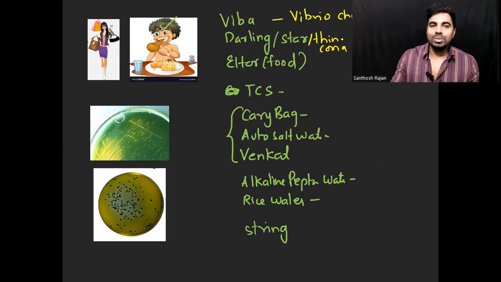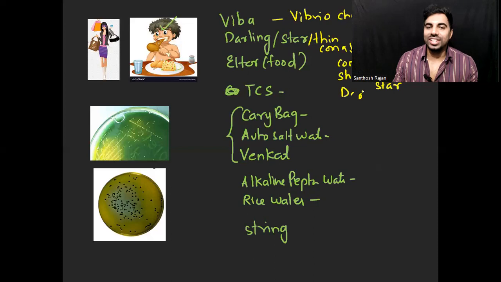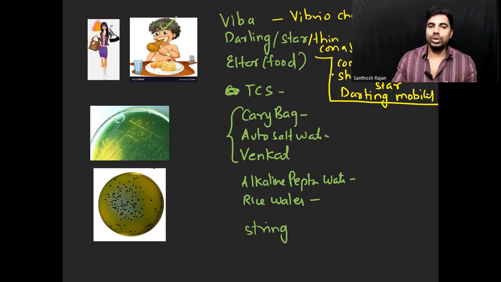So what are the things you have to remember here? This is thin because it is a comma-shaped bacillus. Star because of the motility, we call it shooting star motility. And the other thing, darling, because of darting motility. Darting motility. Even Campylobacter also gives darting motility. I'll come there and we'll discuss there. But don't forget your darling Vibha also. All are questions: darting, shooting star, comma shape. Everything is a question.